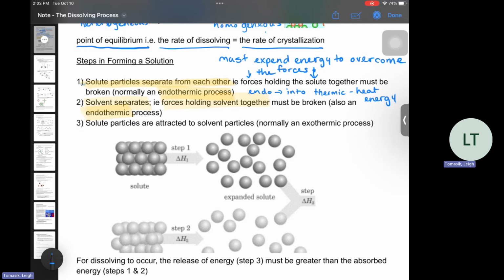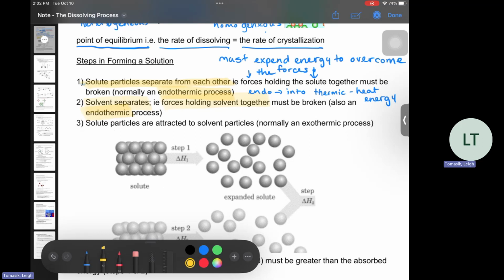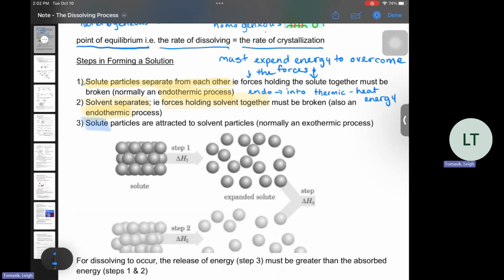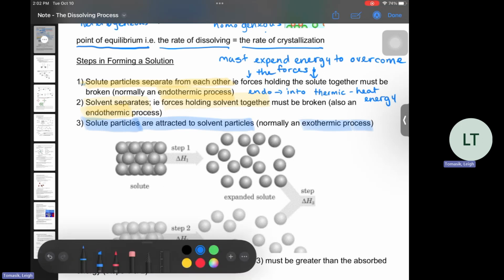But if you try to dissolve a bag of tea into hot water, it gets all of the heat energy that it needs, right? And then it's very easy to make tea. The third step is where the solute particles are attracted to the solvent particles, right? And this is usually an exothermic process. This means it releases energy.